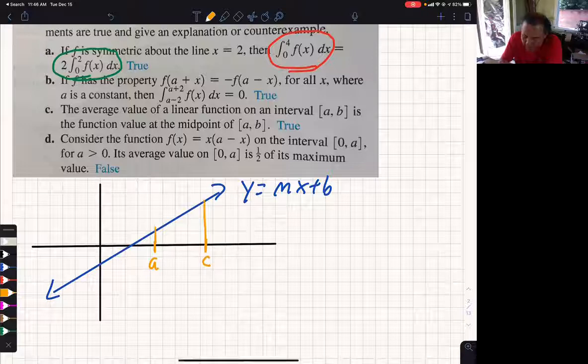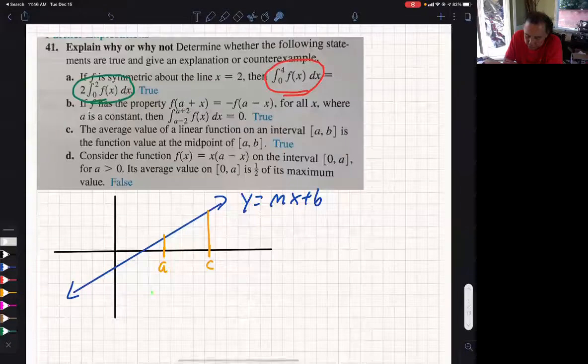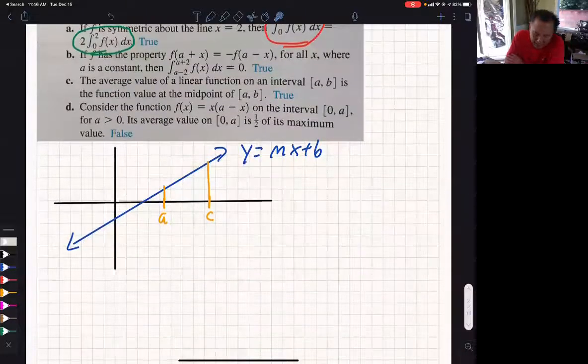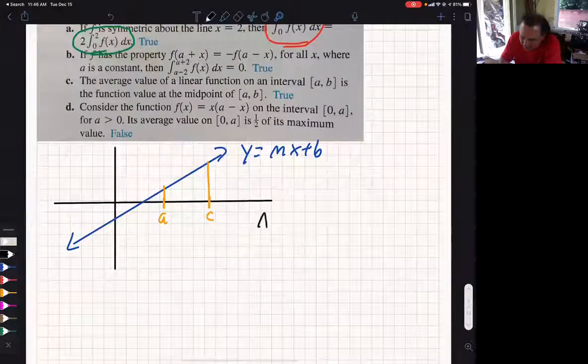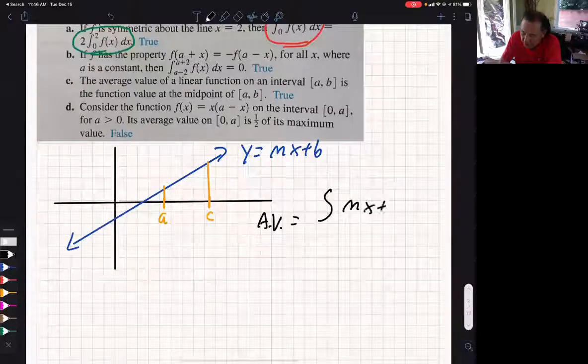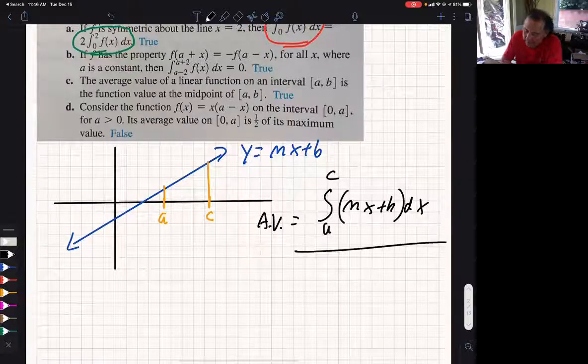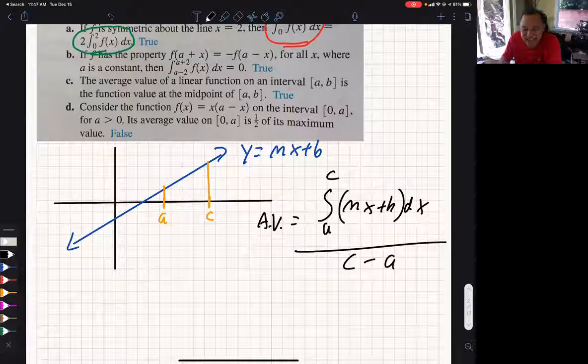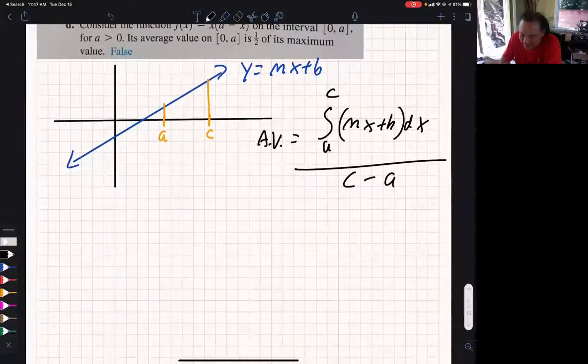And what are they saying? They're saying that if I take the average value from A to C, okay, let me just do that first. Average value from A to C. So the average value, I integrate my function from A to C, and I divide by C minus A. This is going to get crazy. It's going to have a lot of algebra. So hang in here, my friends.